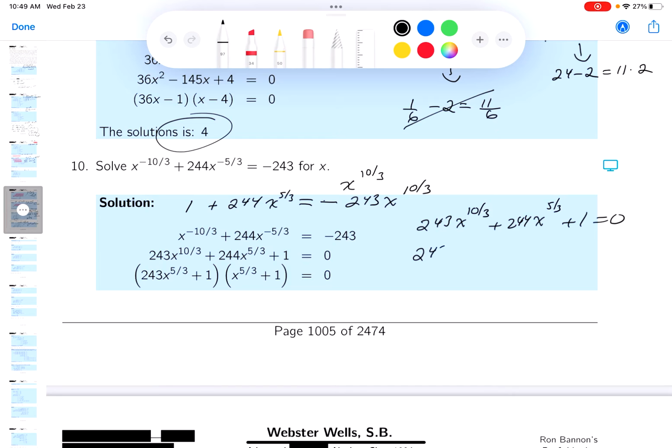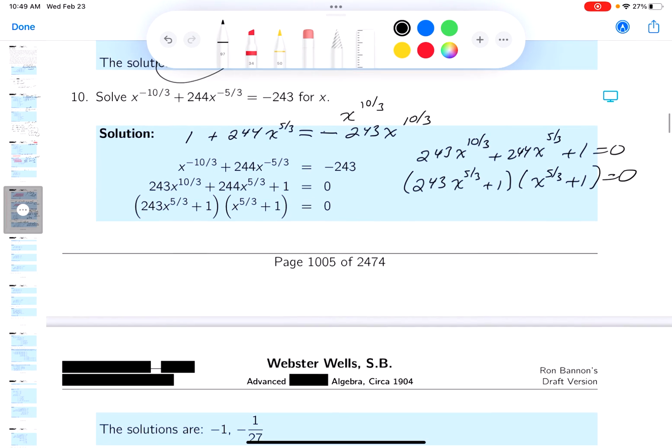So 243 x to the 5/3 plus 1, and 243, I'm sorry, not 243, I don't want to do that again, that'd be a crazy number. So it's going to be x to the 5/3 plus 1 equals 0, all right? And then what do you do?